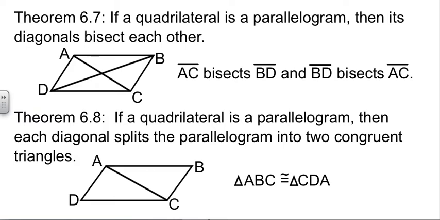Now there are some other properties of parallelograms that are really nice, and they deal with the diagonals. Okay. If I draw in the 2 diagonals, and I'm dealing with a parallelogram, then the diagonals bisect each other. That is, they cut each other in half. That is, they intersect at a midpoint. So line AC bisects line BD. It makes this part equal to this part. And similarly, BD bisects AC.